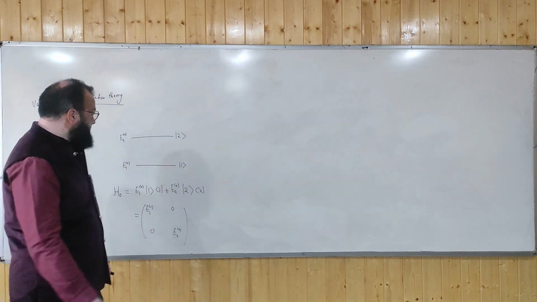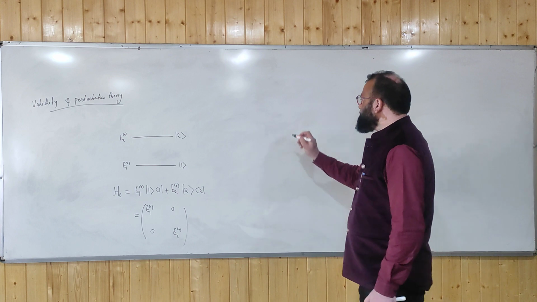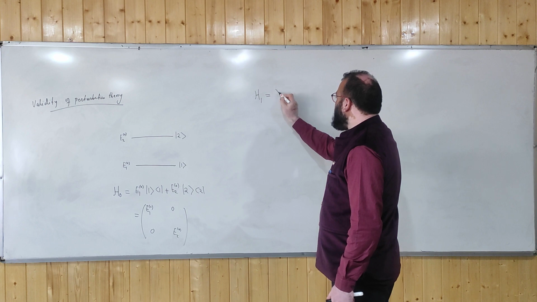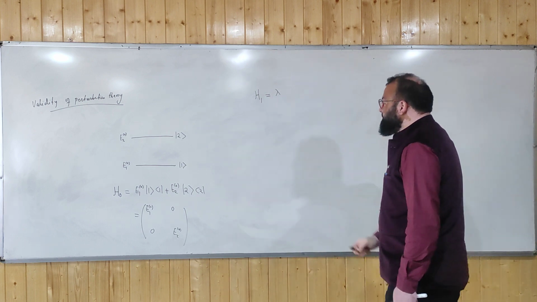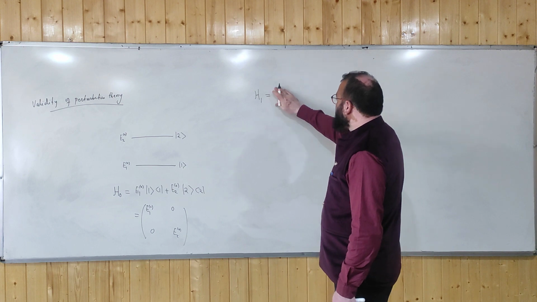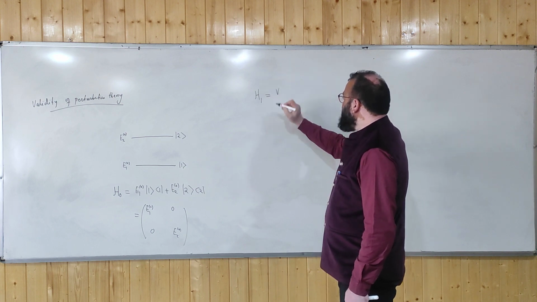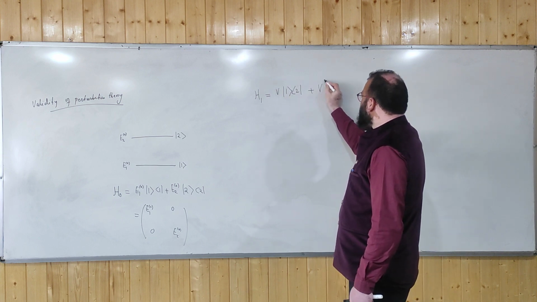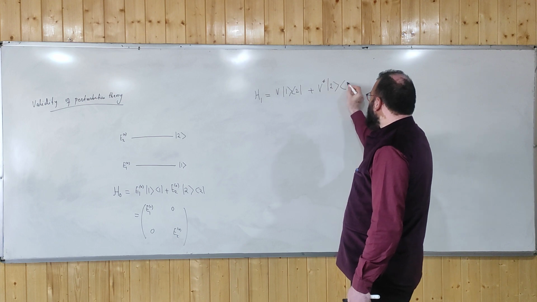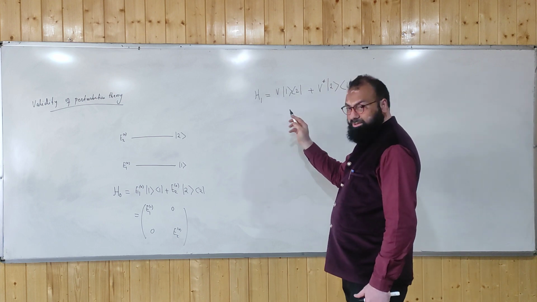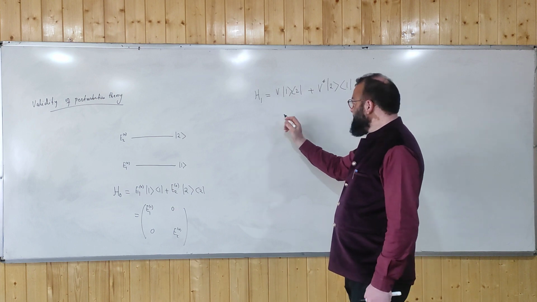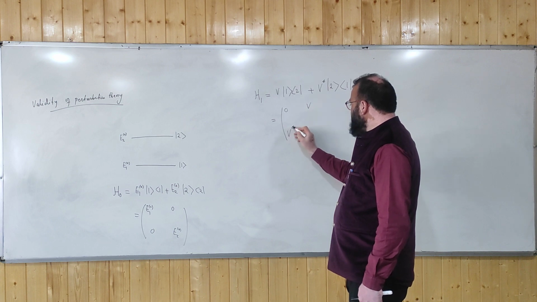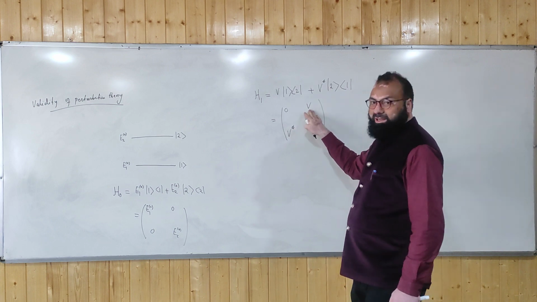Okay? So let's add the perturbation to this system. So let me write the perturbation as some lambda times V|1><2| plus V star |2><1|. So what is the perturbation? Look here. It is simply the off-diagonal terms. If you look here in the matrix form, it is 0, V, V star and 0. V is the strength of the perturbation.